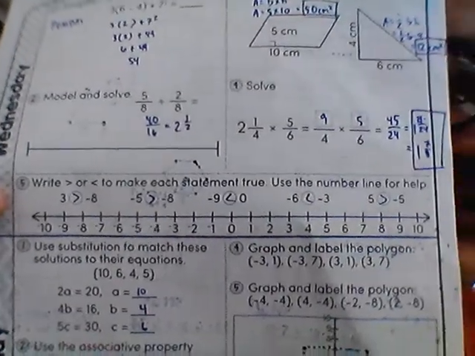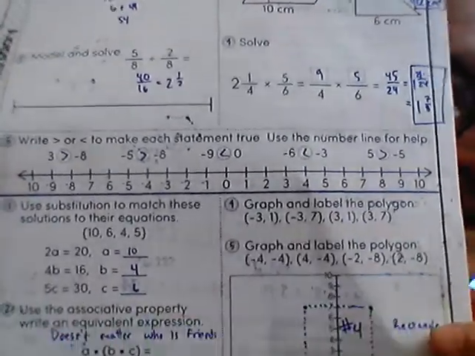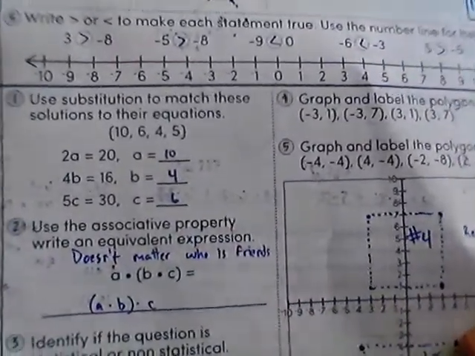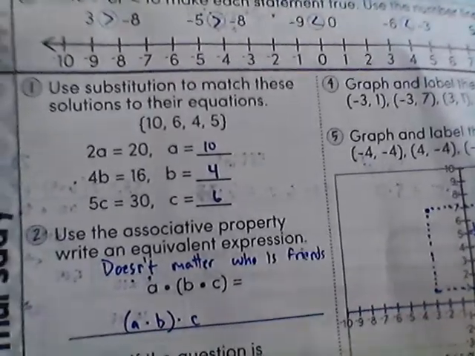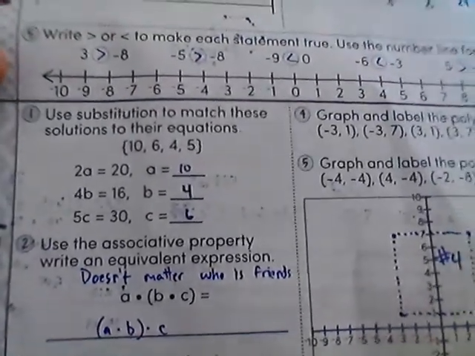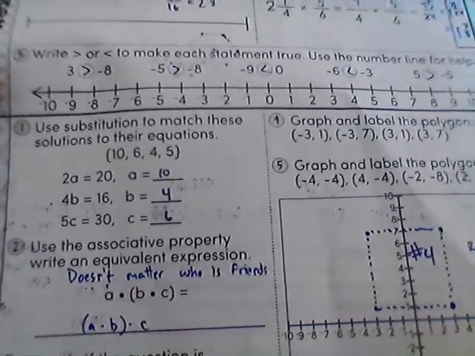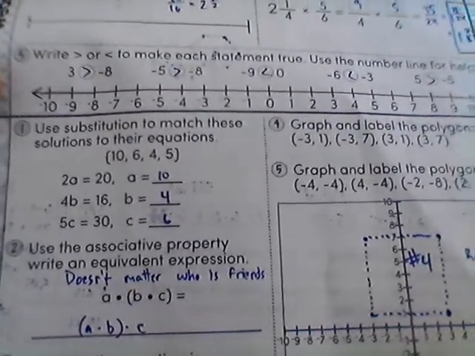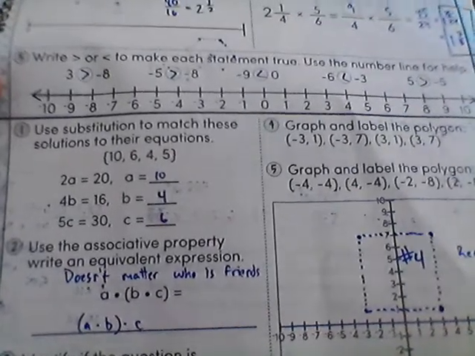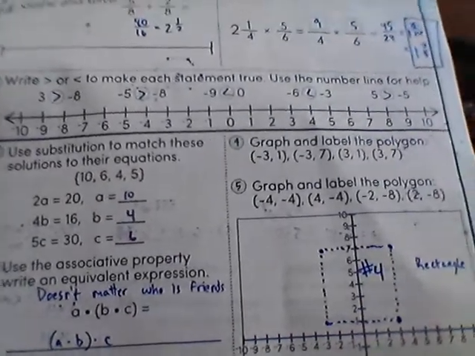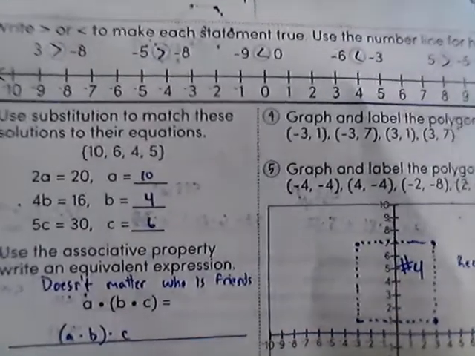Okay, problem number 5, just comparing some numbers, greater than, less than. Pretty straightforward. Okay, problem number 1 down here where it says Thursday. 2a equals 20. Of course, we know a must be 10. 4b equals 16. We know b must be 4. And 5c equals 30. 5 times what equals 30 must be 6. Pretty straightforward there.